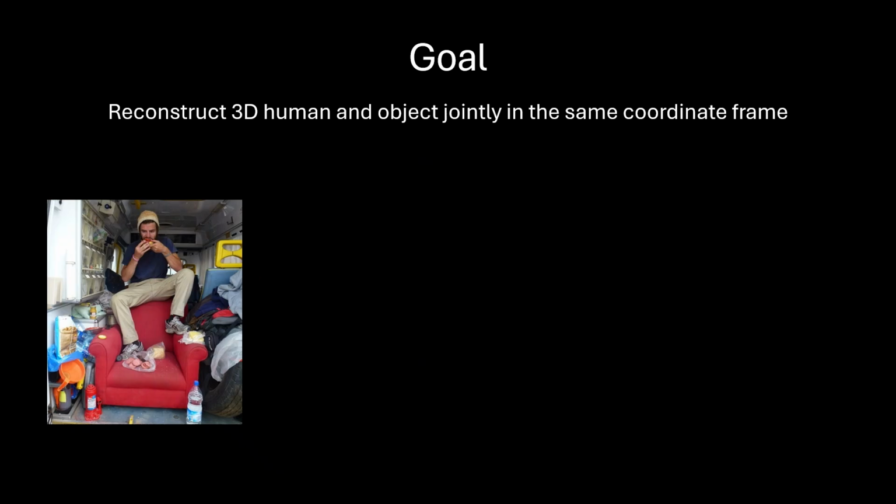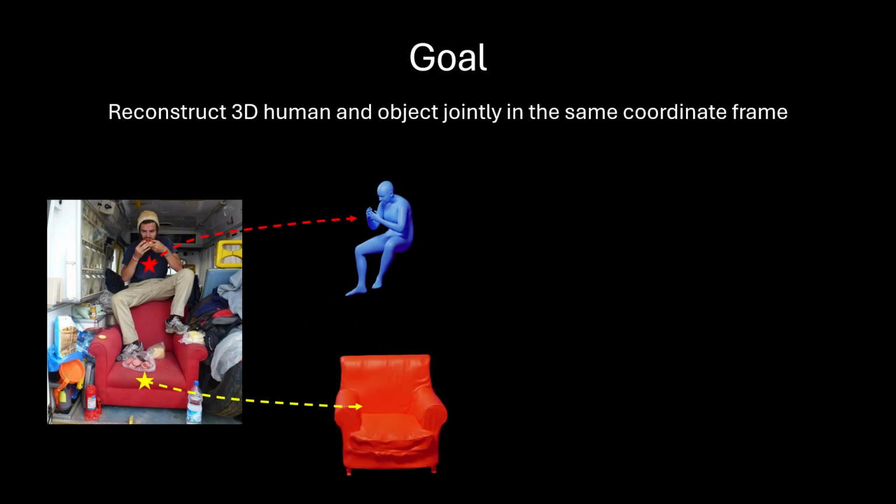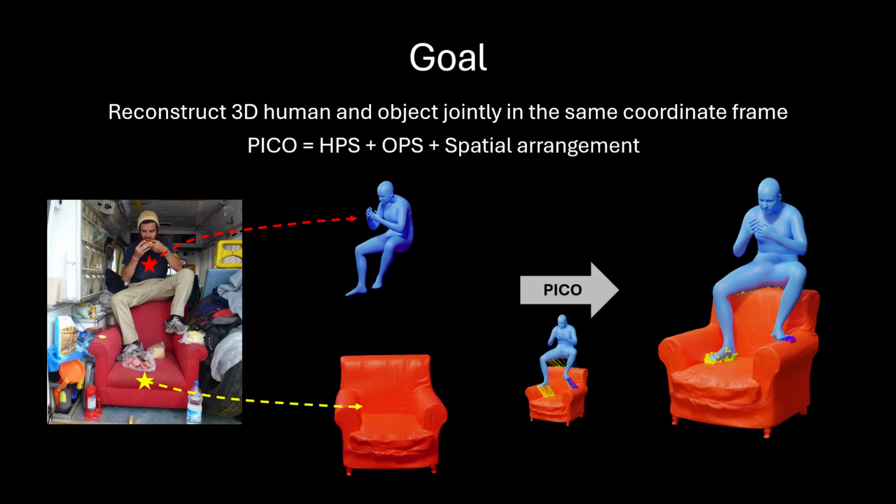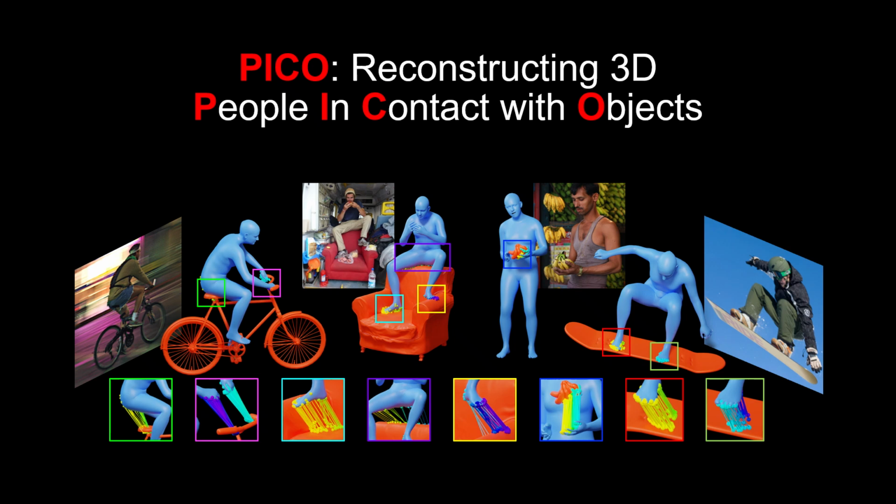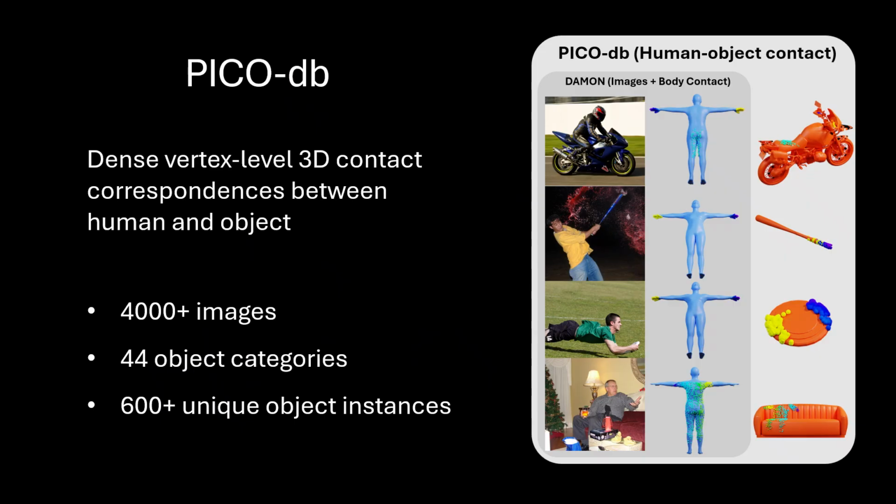To address this, given an arbitrary in-the-wild image such as a man sitting on top of an armchair, our method, PICO, estimates human pose and shape, object pose and shape, and their spatial arrangement and contact correspondences, all in 3D. PICO works on diverse and challenging human-object interactions in arbitrary in-the-wild images, such as the ones shown here. Note that PICO successfully recovers several previously untackled object classes. To this end, we make two contributions.